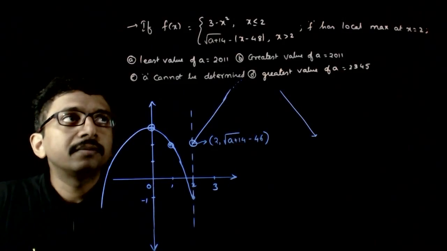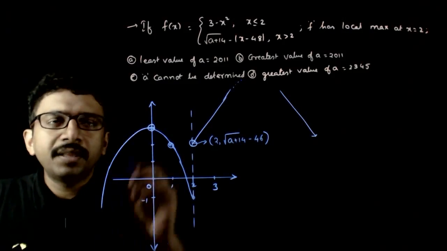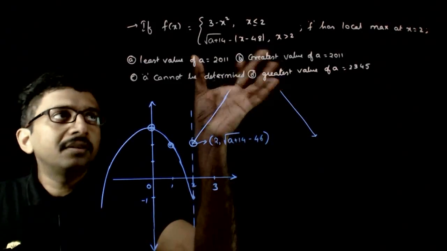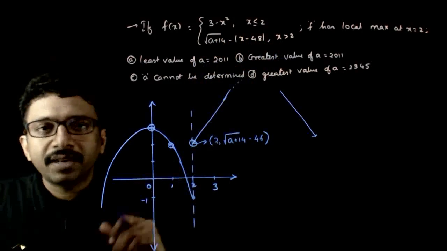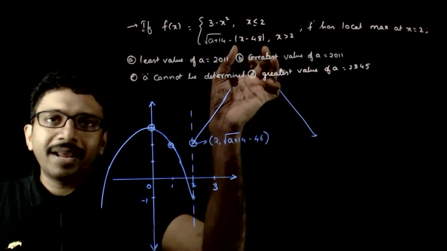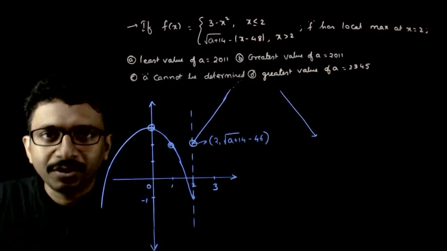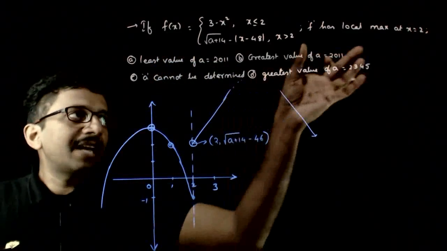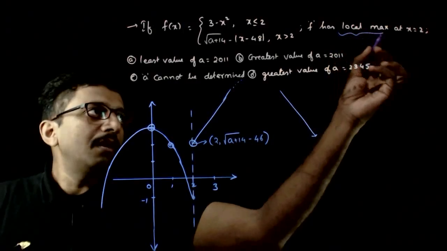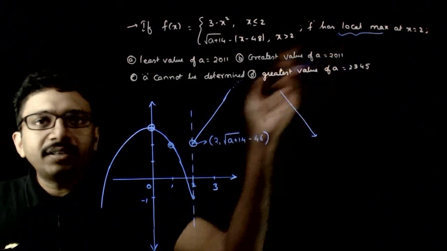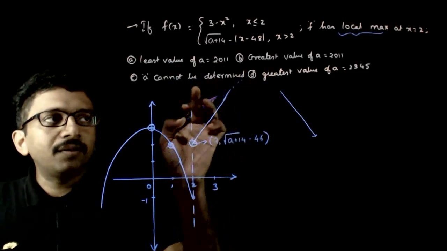So welcome students. In this question you are given that f(x) is equal to a piecewise defined function, which is 3 minus x² if x is less than or equal to 2, and √(a+14) minus |x−48| if x is greater than 2. And this function f(x) has to have a local maxima at x equal to 2. If that is so, what can you tell about the value of a?